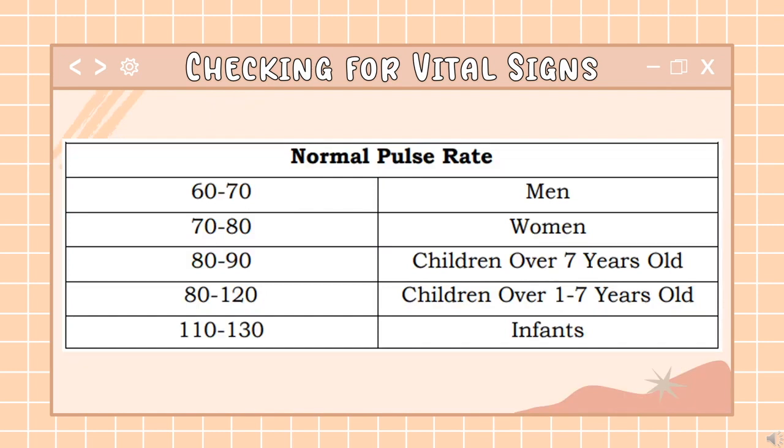Here is a reference for you to know if the pulse rate of the person is normal. 60 to 70 for men, 70 to 80 for women, 80 to 90 for children over 7 years old, 80 to 120 for children over 1 to 7 years old, and 110 to 130 for infants.